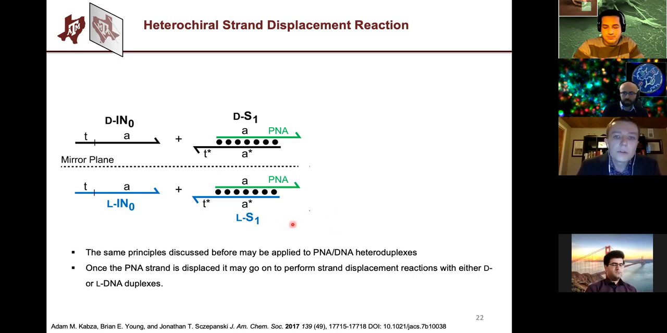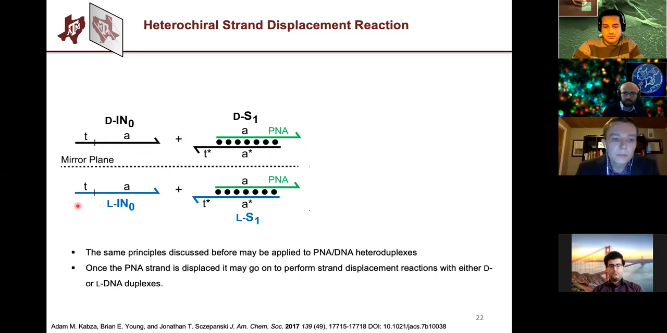And so there are two scenarios that can be had, two general strand displacements. I'm going to talk about one here and another one a little bit later. The first is you have the PNA as the incumbent strand. And so either a D DNA can hybridize to the toehold domain. Any starred domain is complementary to the unstarred domain. So here T will transiently nucleate and hybridize to T star and begin strand displacing the PNA.